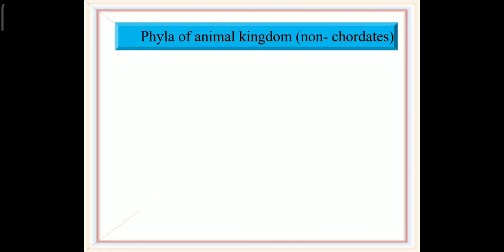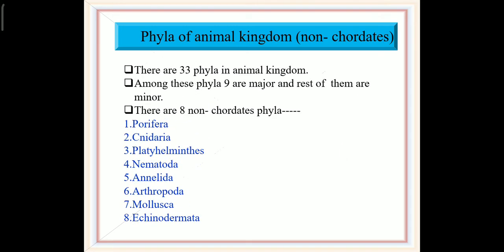Actually, phyla of the animal kingdom, non-chordates. There are 33 phyla in the animal kingdom. Among these phyla, 9 are major and the rest of them are minor. Actually, the major or minor phyla are classified on the basis of the number of species and their ecological importance. There are 8 non-chordate phyla. These are the Porifera, Cnidaria, Platyhelminthes, Nematoda, Annelida, Arthropoda, Mollusca, and Echinodermata.